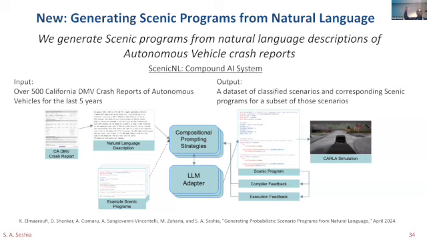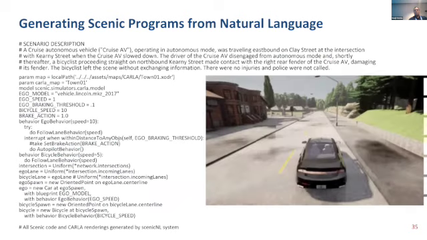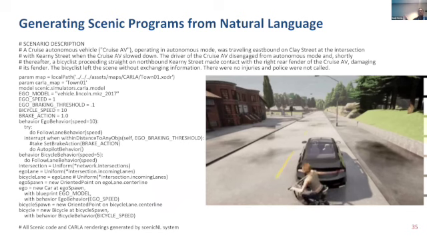It will take an input, something like a crash report or an incident report. In fact, we have applied this to over 500 reports that we scraped off the California DMV website. It goes through a pipeline, and at the output, we generate a Scenic program that models that. This is a collaborative project with many people, including myself from Nissan in the room here. I want to give you an example of one of the things that we did with this. This is work led by my PhD student, Kareem.